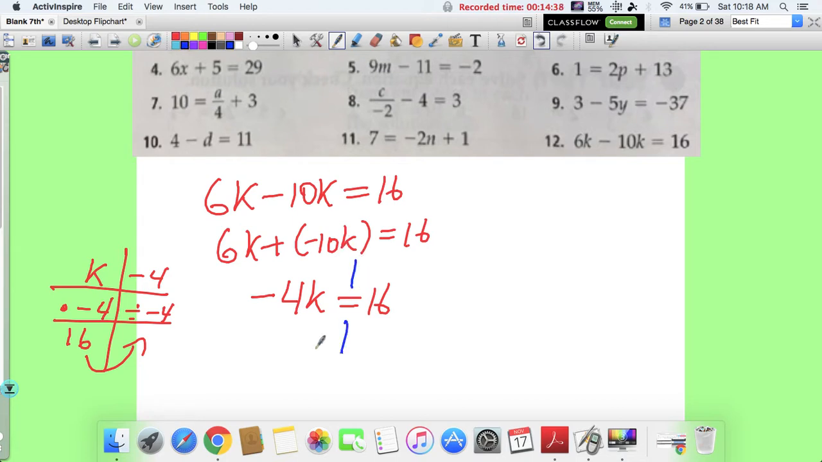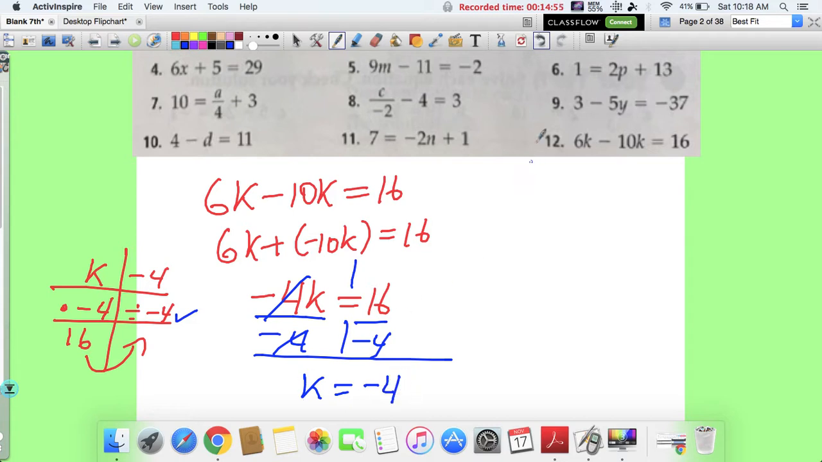Now if you were to do this and you follow, there's only one thing you have to do, which is divide both sides by -4. -4 divided by -4 is +1 times k is just k. And 16 divided by -4 is -4.